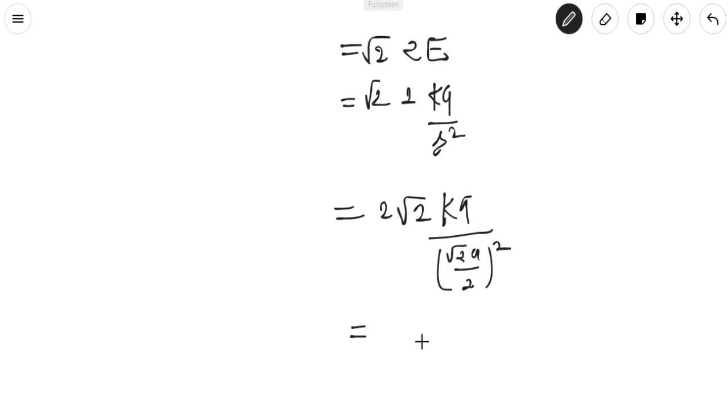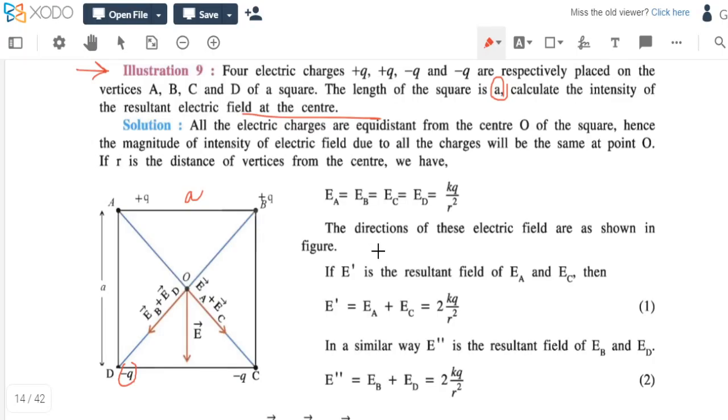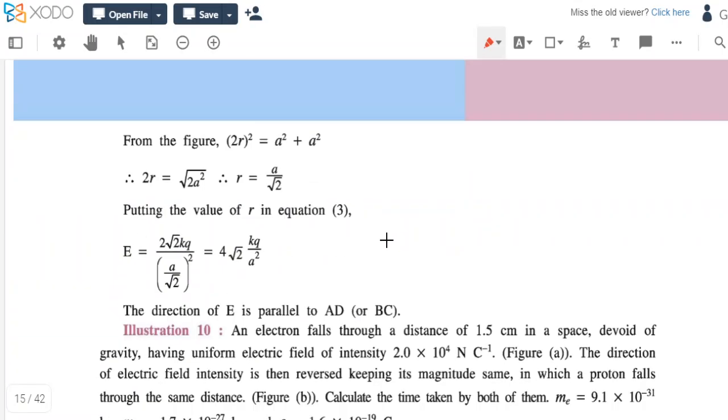Now you can simplify the equation. Root 2 is here, a is here, 2 squared is 4, goes up, so it becomes 8 root 2. KQ by root 2 squared, so 2a square, 2 gets cancelled. So this is the answer. It doesn't matter what the answer is, but the calculation and the ideas, what ideas we have used here, are our main concern.